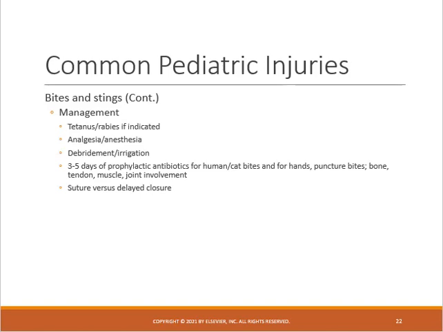Antibiotics would be needed prophylactically for a human or a cat bite, and for the hands, puncture bites or wound overlying any bone fracture, any crushing tissue injury, or areas that involve tendons, muscles, or joint spaces. Your first line of choice would be considering amoxicillin clavulanate. And then if you have someone that's penicillin allergic, consider a cephalosporin or a Bactrim plus clindamycin.